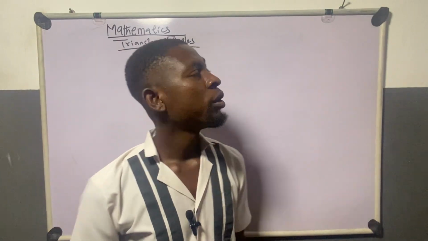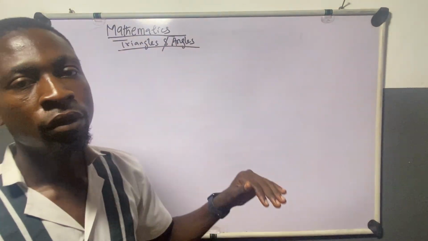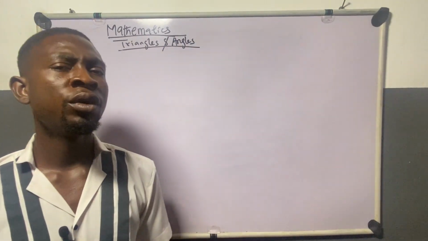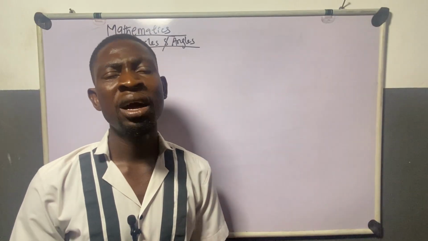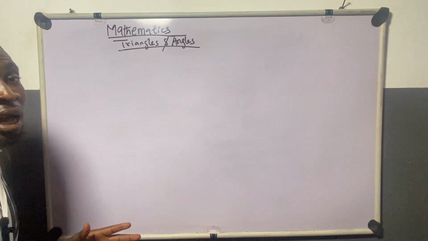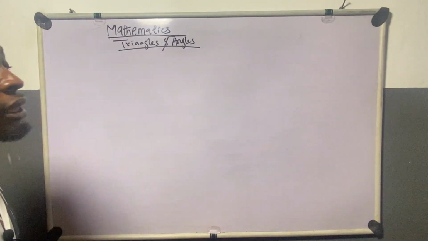Welcome to today's class. Today we'll be looking at something interesting, triangles and angles. So let's start from triangles. I believe you are familiar with the word triangle. Triangles are three-sided shapes that have three angles.